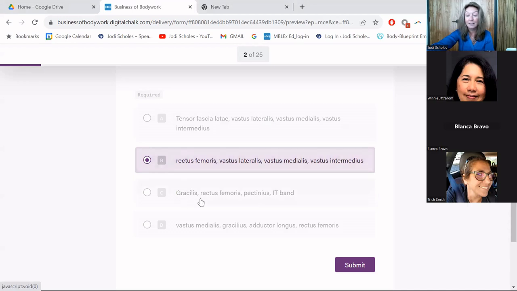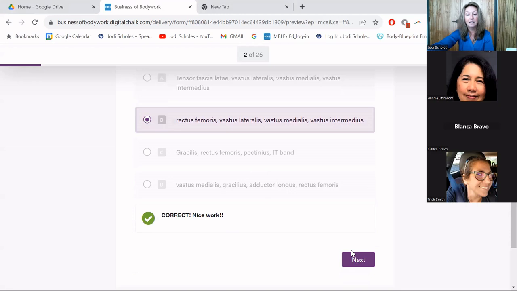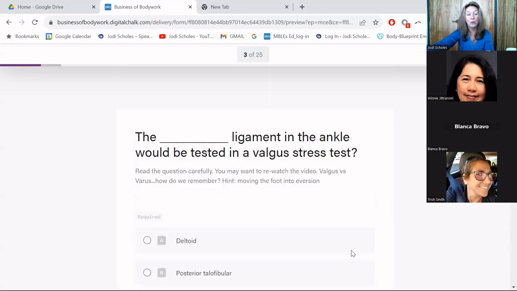Blanca, you got a comment? Or Trish, who is that having a comment? I think someone had a comment. Gracilis is not a quad. It's part of the front of the leg, for sure, but it's not part of the quadricep group. And there we go again, gracilis. And an adductor is in the medial section. So during your quiz, you'll pick the best answer and hit submit. Yes, nice work. Let's do one more.